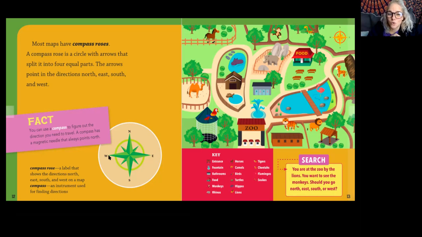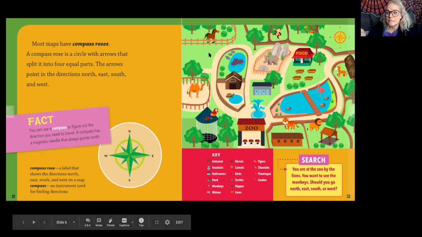That's how I was taught in school. Oh, there's zoos. Zoos are another great example of something that might need a map. So you can see on this zoo that it shows the entrance, it shows fountains, it shows all the different animals.